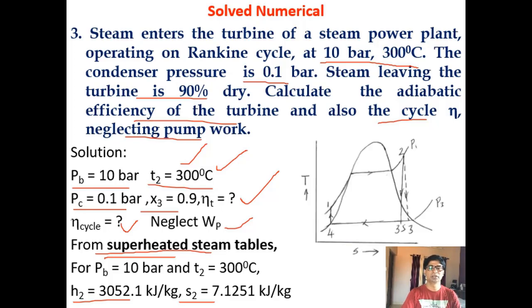This is a T-s diagram. The entry point to the pump is 4, the boiler entry point is 1, and the turbine entry point is 2. Isentropic expansion takes place along 3s, and actual expansion takes place along 3. At 3, the dryness fraction is 0.9.